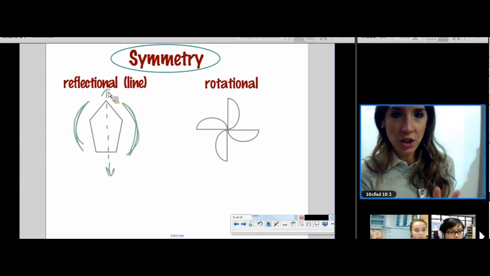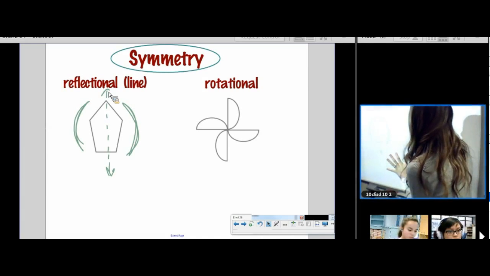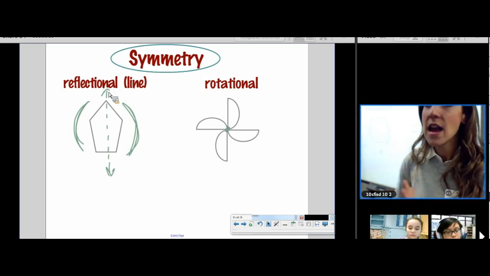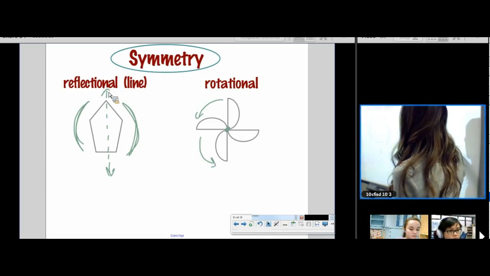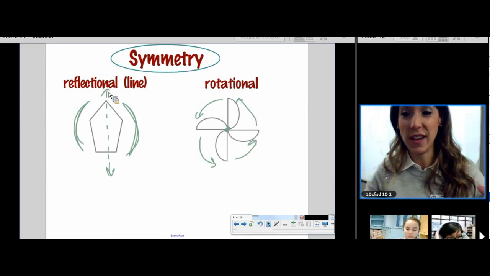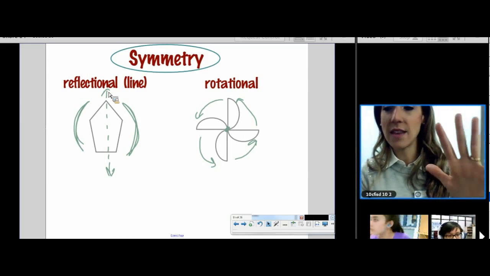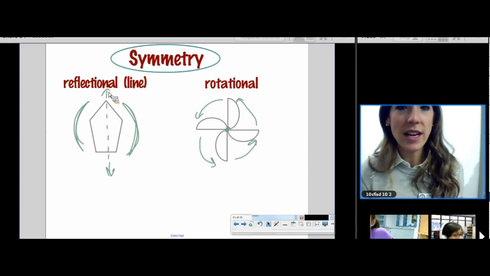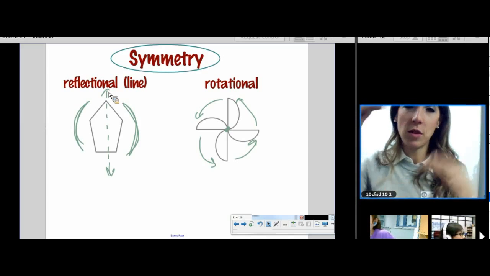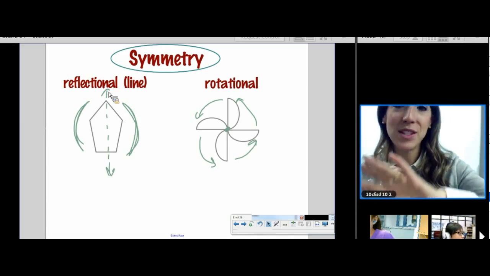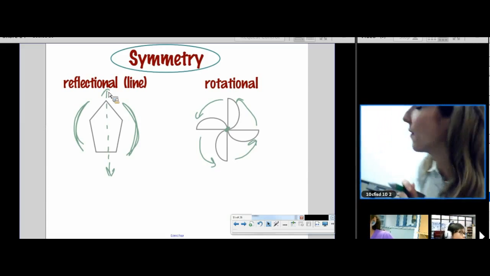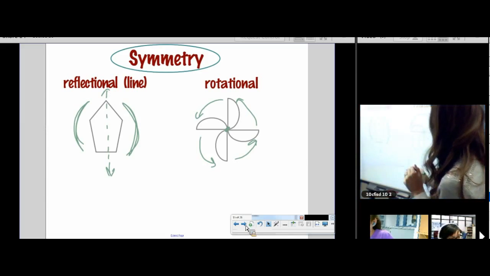Now, rotational symmetry means that there exists a point where if I rotate around that point, that figure is going to fall right back on itself again. It's going to be identical. If I rotate that figure 90 degrees, it won't look any different. If I rotate it 180, it won't look any different. If I go 270, that figure won't look any different. It maps to itself. And that's the definition of rotational symmetry.